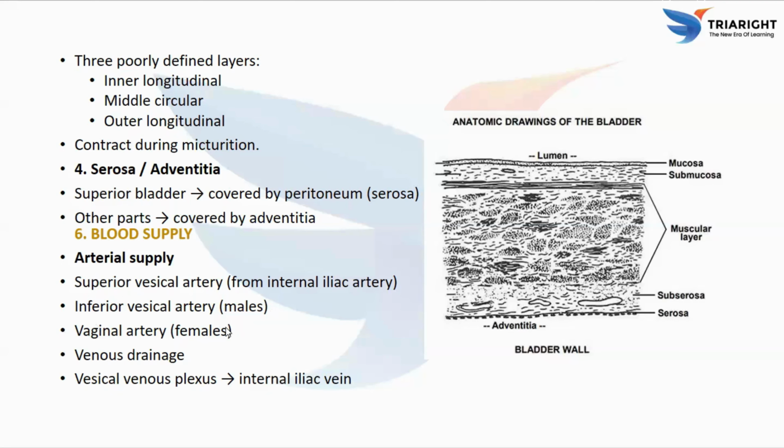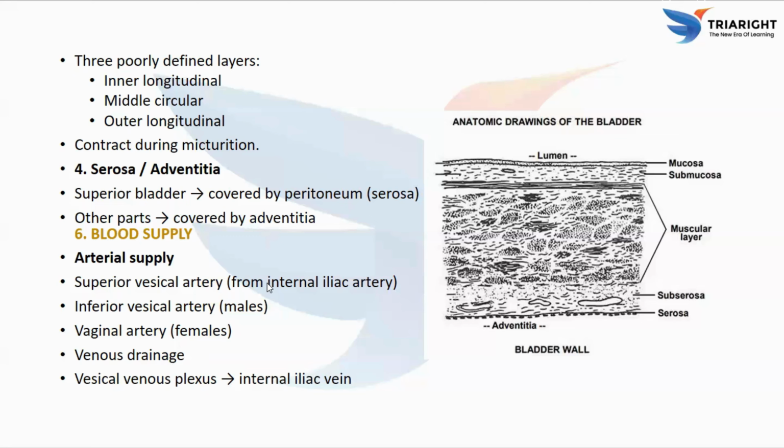Whereas the vaginal artery in females, what does it do in females? It replaces the inferior vesical artery. It supplies the lower bladder, vagina and cervix. So now how is venous drainage done in the bladder? The blood drains into the vesical venous plexus. From there, it drains into the internal iliac vein.